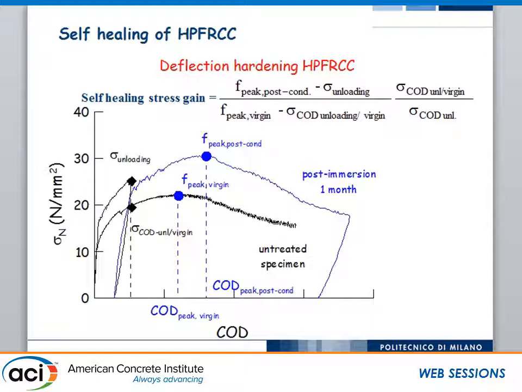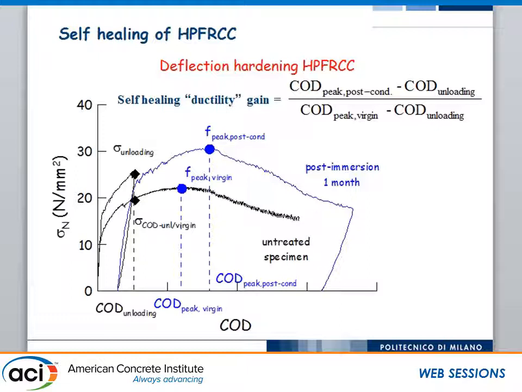when we pre-crack the specimen, put it in water, and retest up to failure, obviously using a normalizing factor to take into account the actual strength of each single specimen that we studied. And also we decided to compare the ductility gain that we have, measuring the difference between the COD at the peak with respect to the unloading level for the treated and post-conditioned specimen and for the virgin one. And we had results like this.